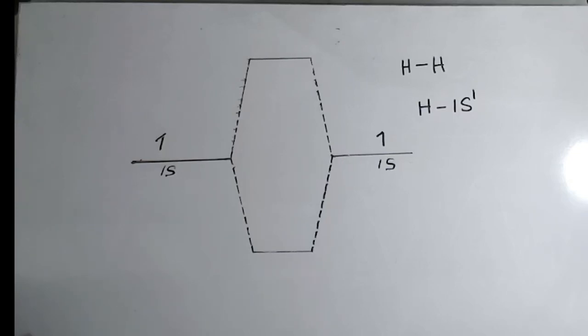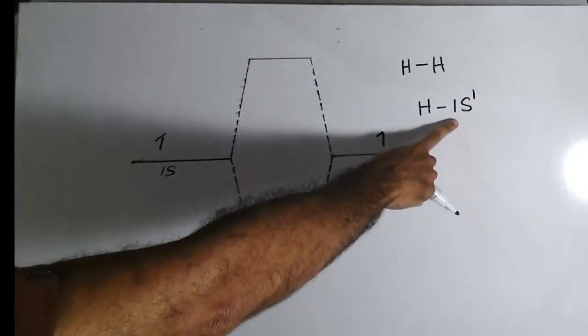Now let us consider the hydrogen molecule. Before going to the hydrogen molecule, we will discuss the hydrogen atom. The hydrogen atom has one electron in the first main energy level and the s sub-energy level, which we can represent as 1s1.